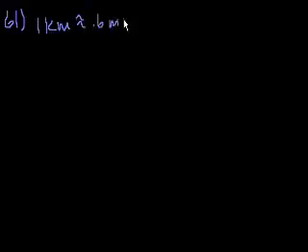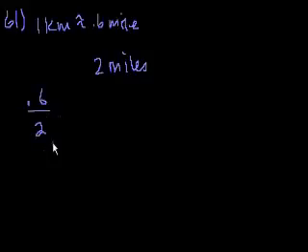We're on problem 61. If 1 kilometer is approximately 0.6 miles, which of the following best approximates the number of kilometers in 2 miles? So we want to know 2 miles. So we could set up a ratio. We could say 0.6 miles are to 2 miles, as 1 kilometer is to x kilometers.